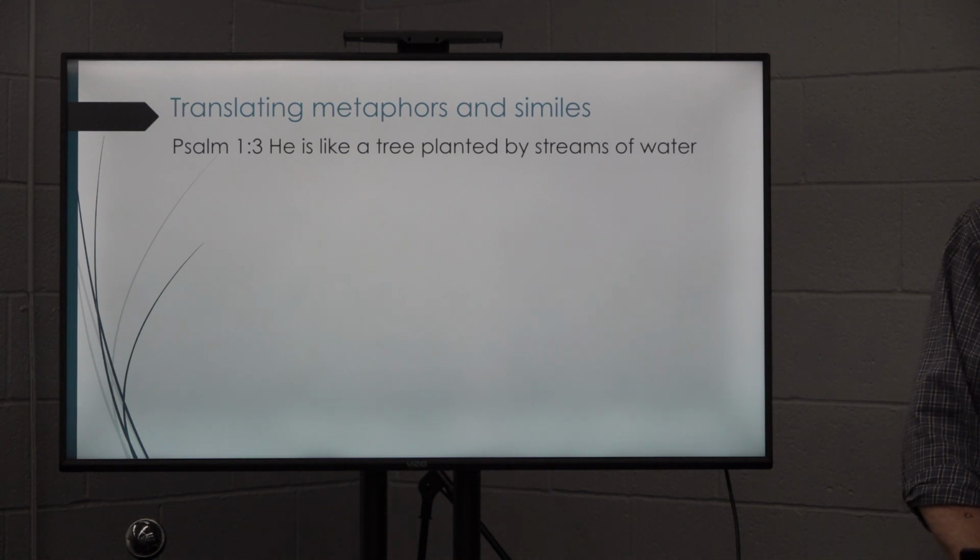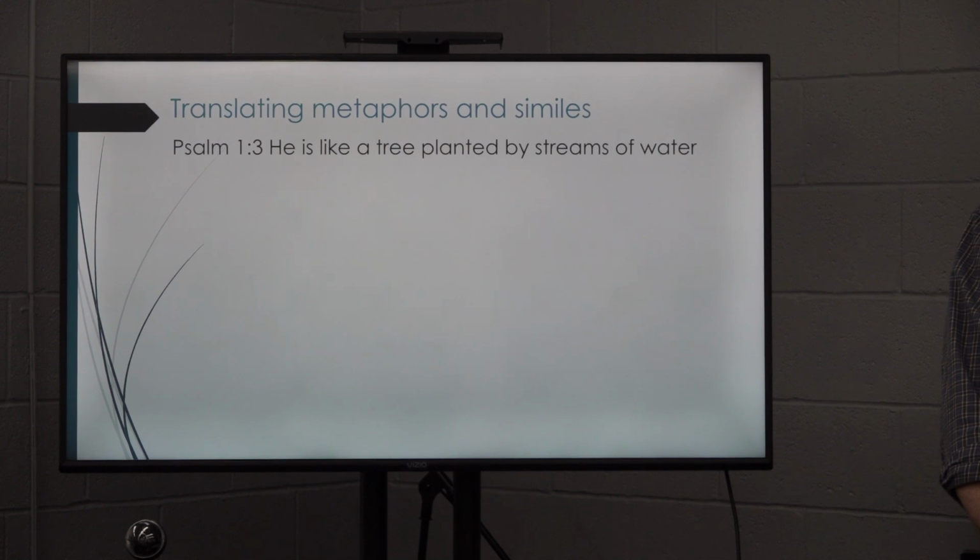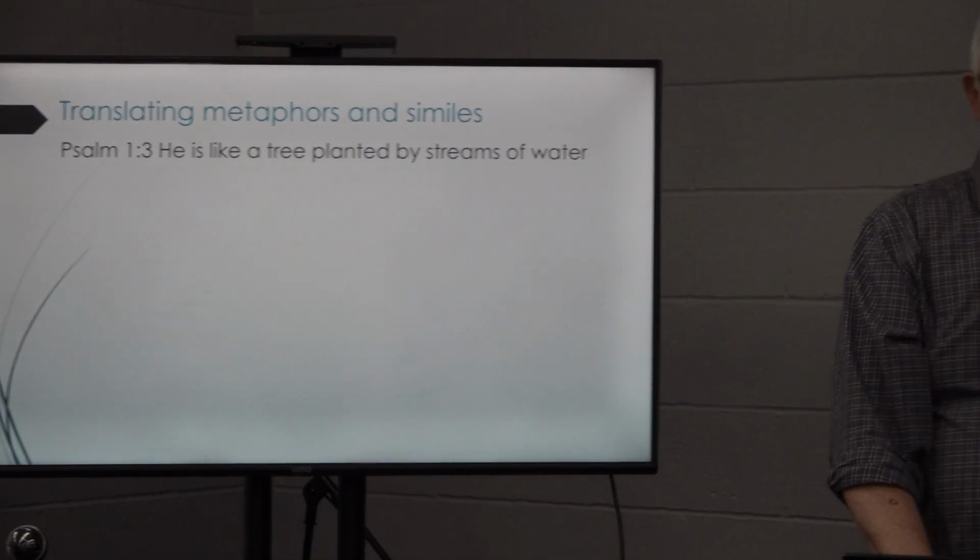He is like a tree planted by streams of water, from Psalm 1. The one who does not stand in the counsel of the wicked or sit in the seat of scoffers, and all that, but his delight is in the law of the Lord, and on it he meditates day and night. That's verses 1 and 2. Then verse 3 is this verse. So how is he like a tree planted by a stream?